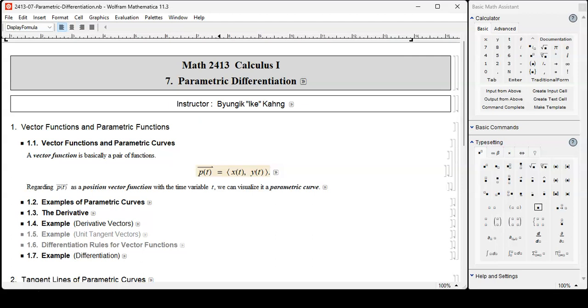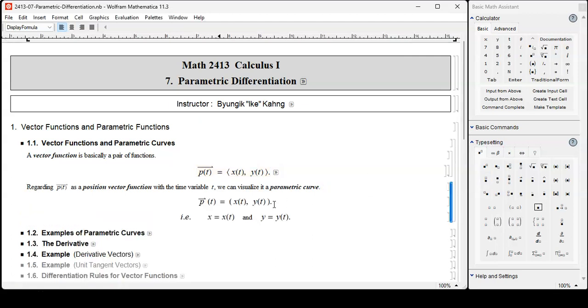Now, if both x and y depend upon a time variable t, then you're going to consider this vector p of t as changing with respect to time. The x-coordinate is changing, that's x of t, and the y-coordinate is also changing, that's y of t. Put together, you get a vector function. In a special case, when the vector function is a position vector, then it is visualized as a parametric curve. I'll show you in a moment.